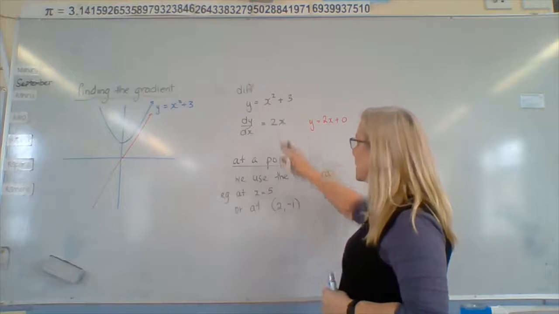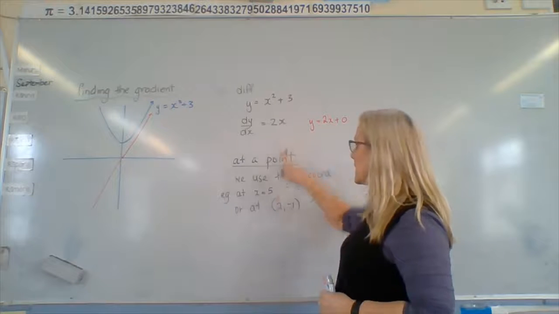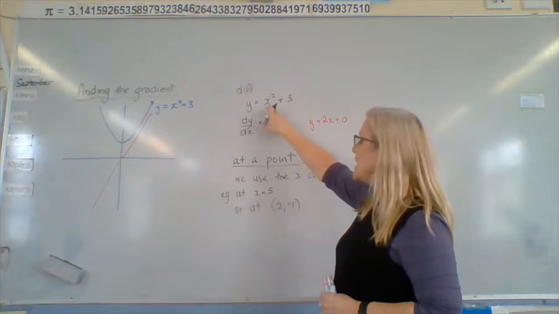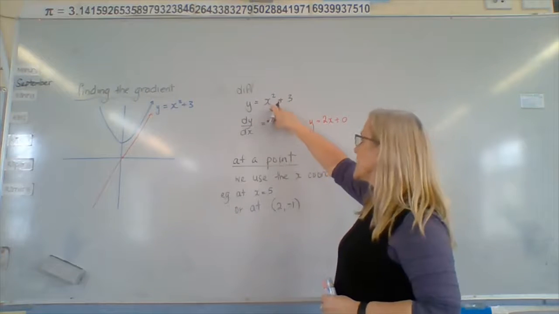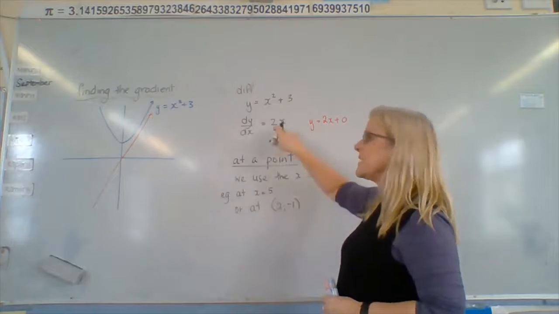So if we were doing this one, we'd be putting 2 in for x. So the gradient of that curve at x equals 2 is 4. The gradient of that curve at x equals 5 is 10.